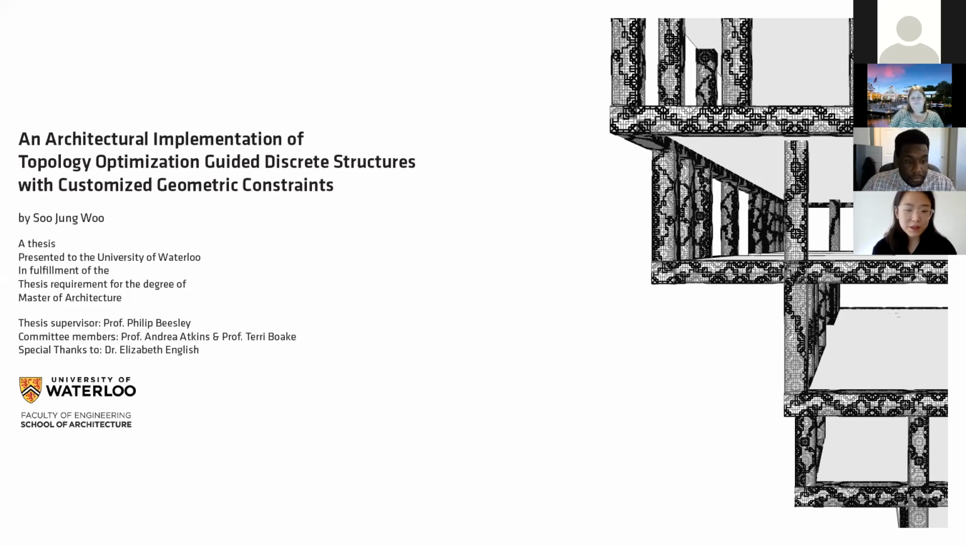My research is about using an engineering tool as an informative guide to create a novel architectural design. My particular interest is in the architectural implementation of topology optimization in discrete structures. For more efficient communication, I will be abbreviating the term topology optimization as TO.